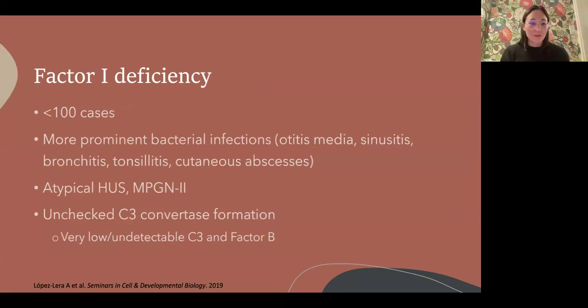All right, so now I'm going to talk about factor I and factor H deficiencies. These are important regulating factors in the alternative pathway. And a deficiency in either factor I or factor H tends to look like a secondary C3 deficiency. So it can look pretty severe with prominent bacterial infections, abscesses. They can also have renal disease due to this unchecked C3 convertase formation, because in the alternative pathway, you have tick over. So if you're not controlling that, then your complement is always going to be active.